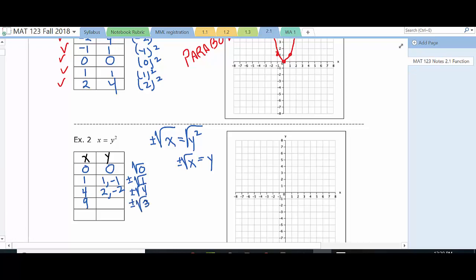3 and -3. Okay, so the square root of 9 is 3 or it's -3. Okay, like that. So what's going to happen is this graph is going to look like the first graph, but it's going to be tilted sideways.